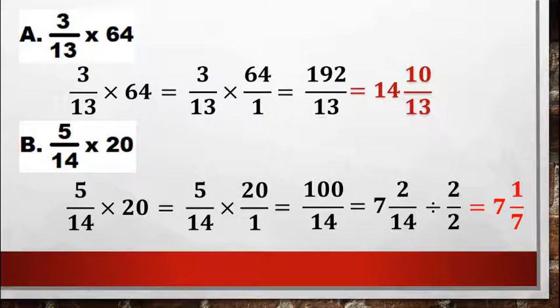Okay, always remember the steps. The first thing you need to do is to multiply your numerator to the whole number and copy your denominator, and simplify it. If it is an improper fraction, you need to divide your numerator by your denominator. If there is a greatest common factor, then you need to divide to get your final answer, or simplest form.